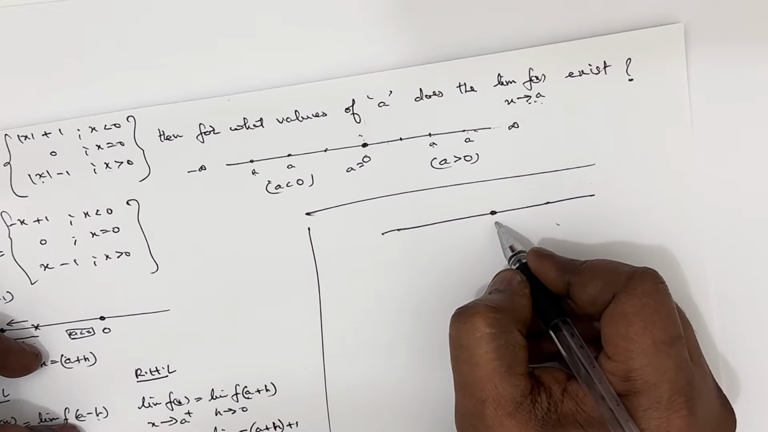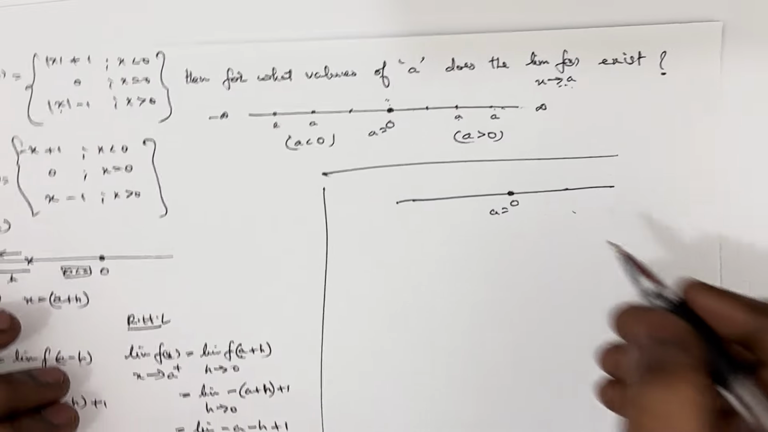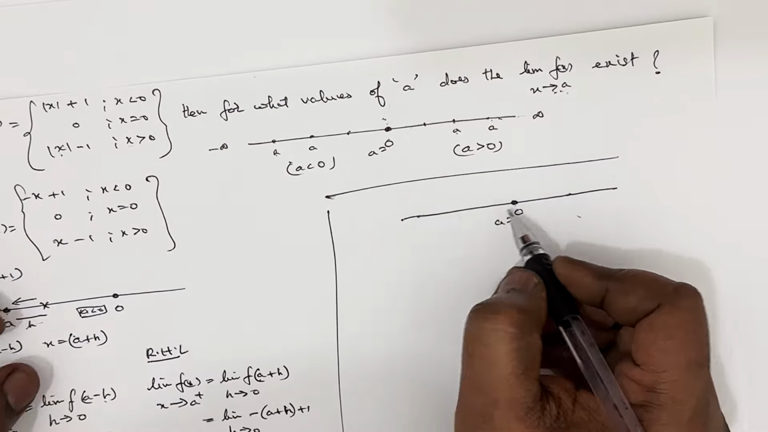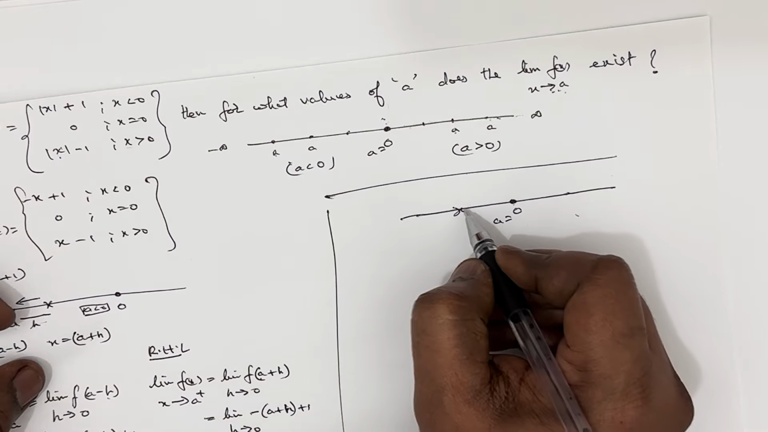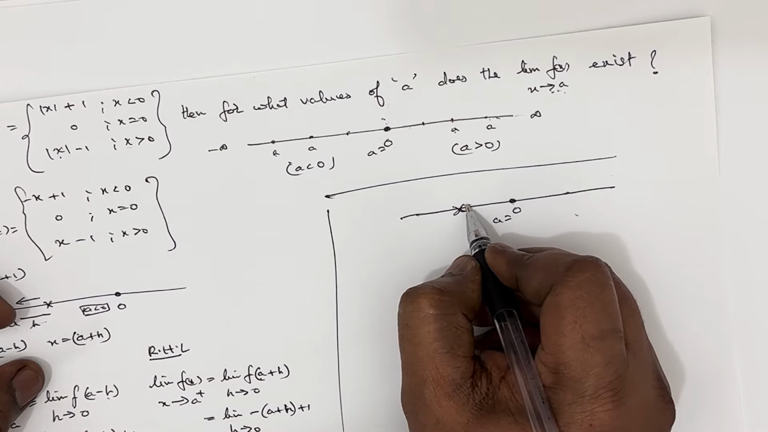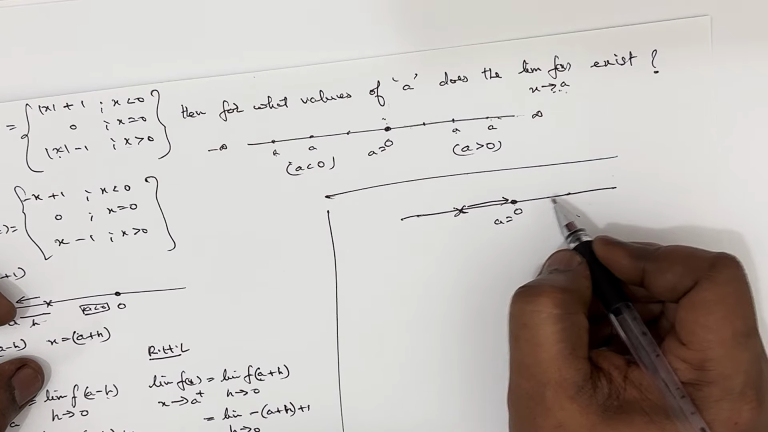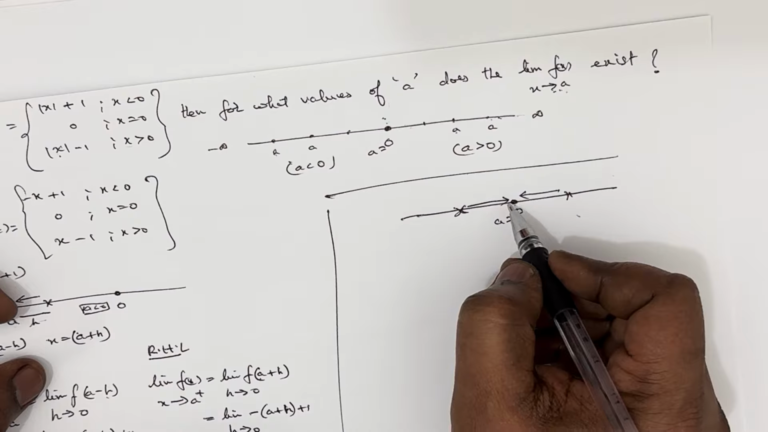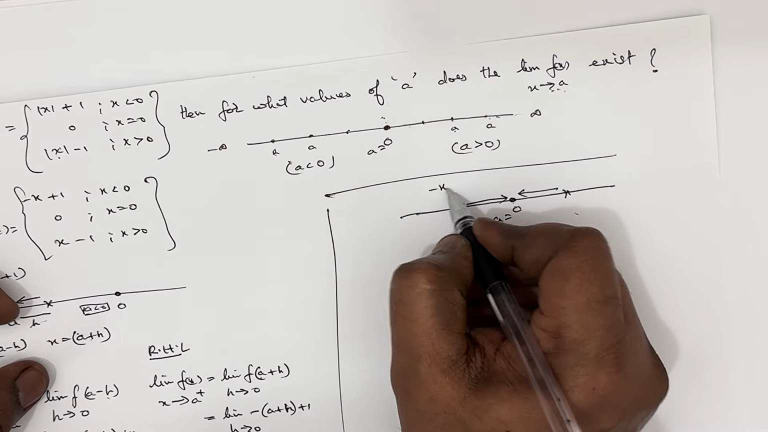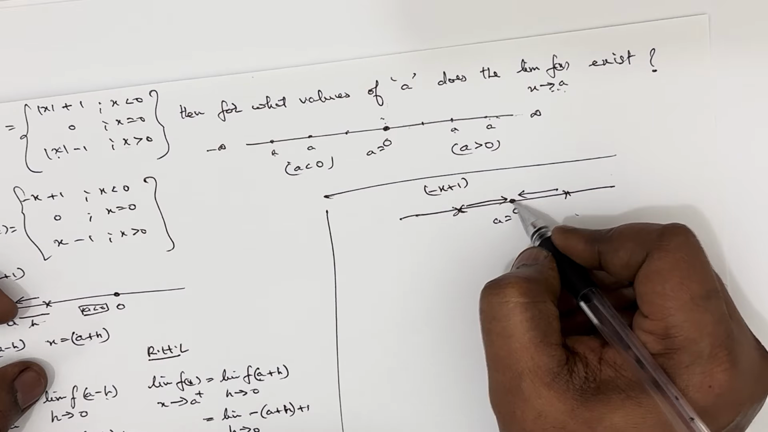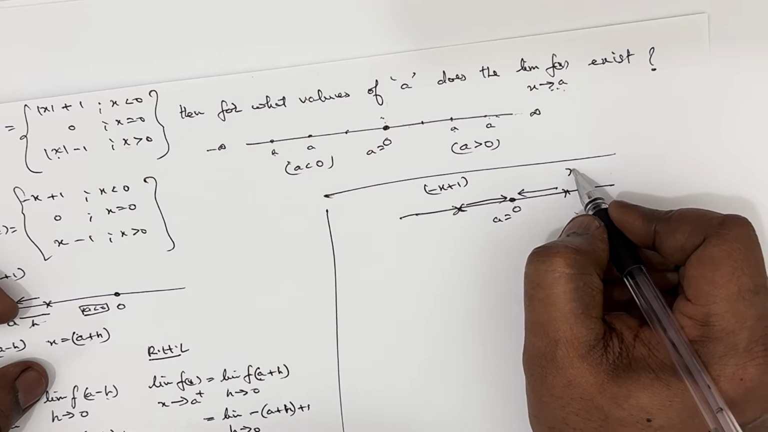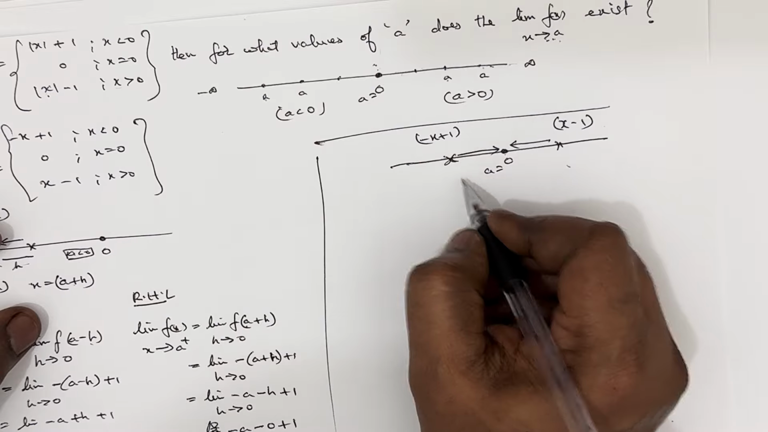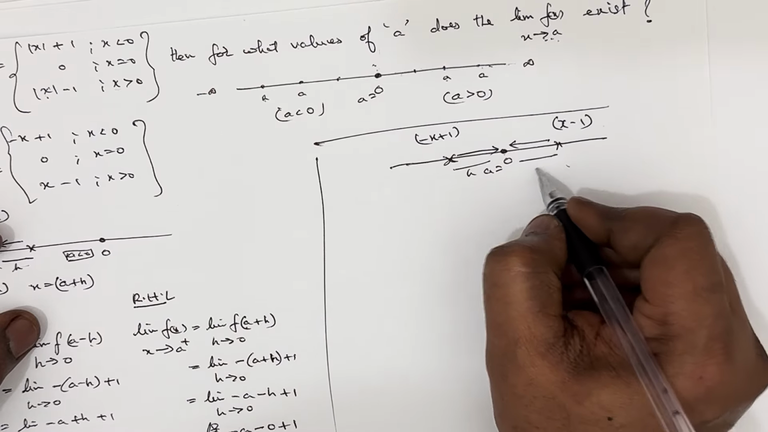Let this be the point 0, which is a equal to 0. Now a is 0, so for the function, let x be approaching 0, or a, from the left-hand side and from both sides. The function for x less than 0 will be minus x plus 1, and for x greater than 0 it will be x minus 1. There are two functions here. This will be the distance h and this will be the distance h here.